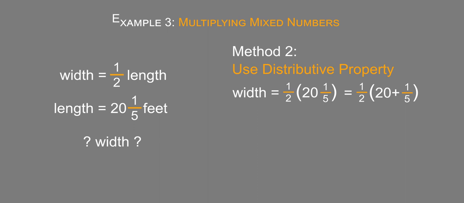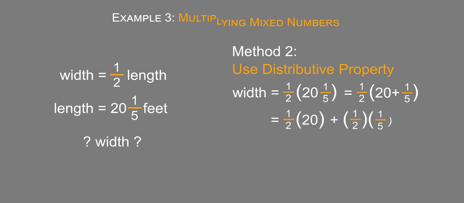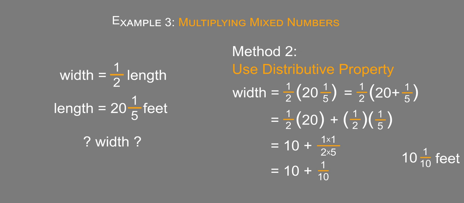And then we distribute that 1/2 to both. That equals 1/2 times 20 plus 1/2 times 1/5. 1/2 of 20 is 10, and then 1/2 times 1/5, we multiply across the top, multiply across the bottom, and that gives us 10 plus 1 times 1 is 1, 2 times 5 is 10, and then 10 plus 1/10 equals 10 1/10, and again our units are feet. In both instances we end up with the same solution, that the width of the yard is 10 1/10 feet.